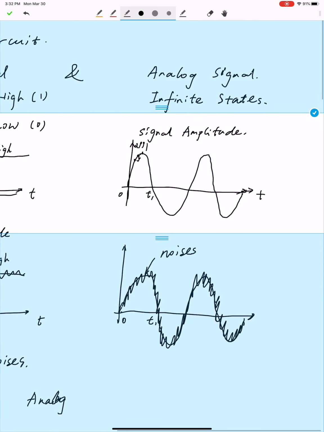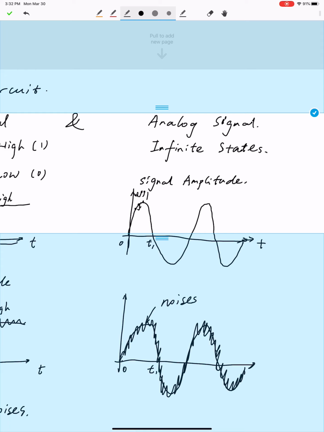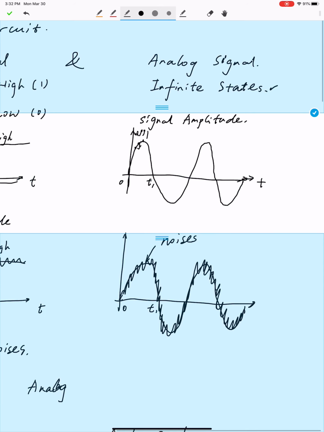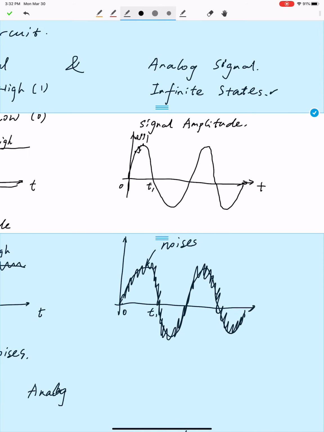But for analog signal, it has infinity states. That's the most obvious difference between a digital signal and an analog signal. An analog signal has infinity states, but for digital signal, it only has two states. A very typical example for analog signal is the sinusoidal signal. You can see from 0 to T1, there are infinity possible numbers for signal amplitude, right? And from T1 to T2, the same thing. You will have infinity possible values for signal amplitude during this time period.